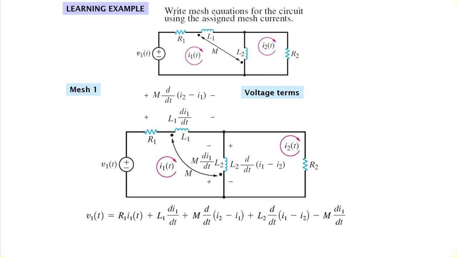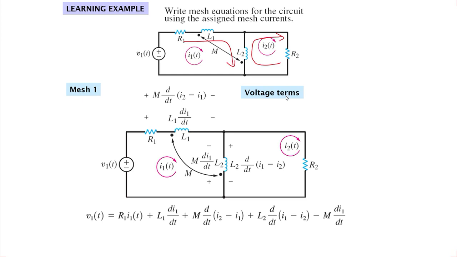So we have two loops. This is our loop 1 in which the current's direction is like this. This is our loop 2 in which we can assume the current direction on our own to make our circuits easier to solve. So let's not go into these details, let's just write our own equation for it.